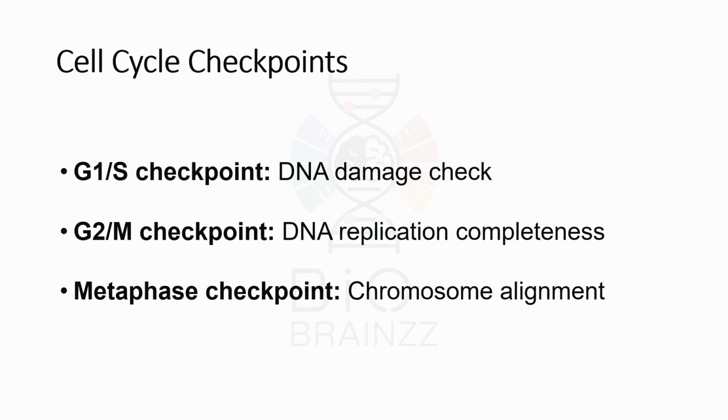G2/M checkpoint ensures DNA replication is complete, and the metaphase checkpoint ensures chromosomes are properly aligned before separation. These checkpoints are like quality control systems, preventing errors from passing to daughter cells.